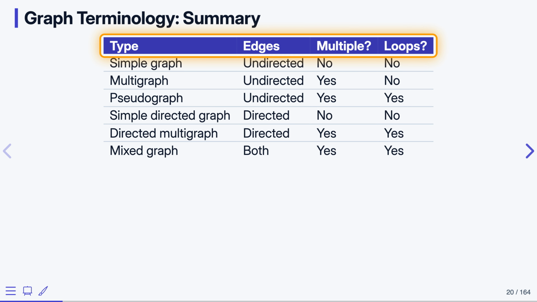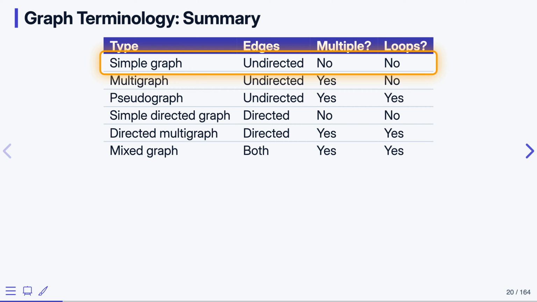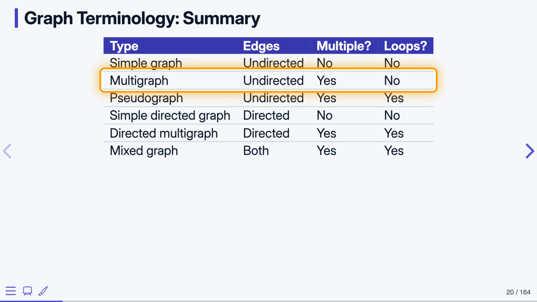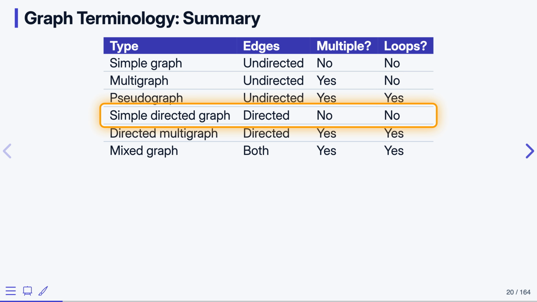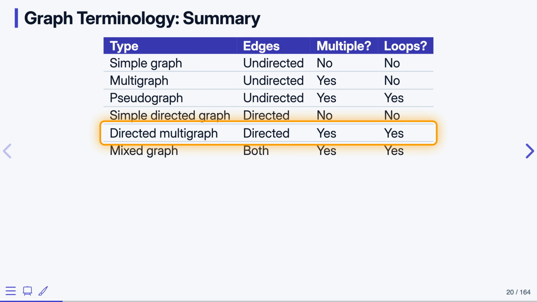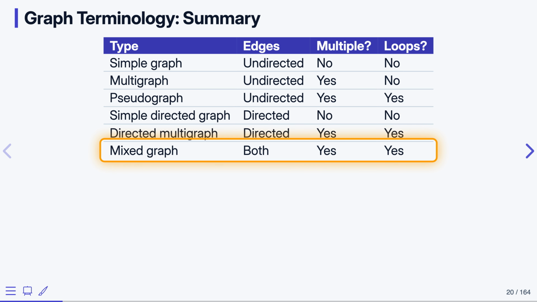This table sums up all the types. The 3 columns are the 3 questions. Are the edges directed? Are multiple edges allowed? And are loops allowed? A simple graph is undirected, with no multiple edges and no loops. A multigraph is undirected and allows multiple edges, but no loops. A pseudograph is undirected and allows both. A simple directed graph has arrows, but no multiple edges and no loops. A directed multigraph has arrows and allows both. And a mixed graph even allows arrows and plain lines together.